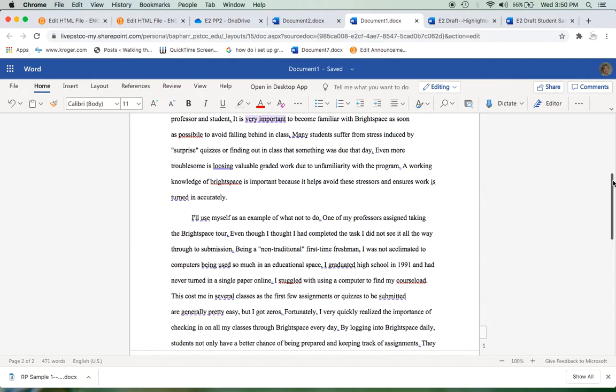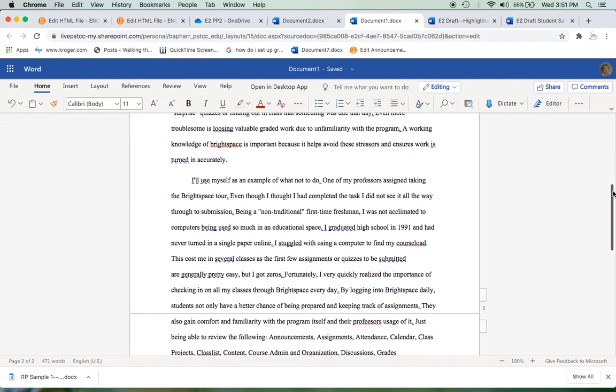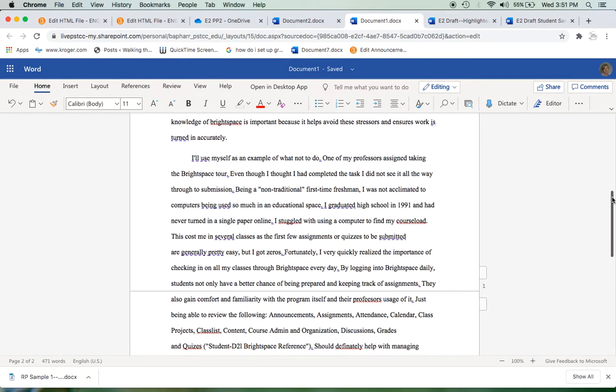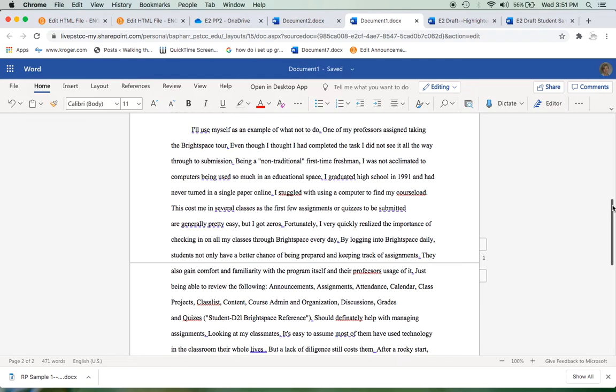So I'm going to continue reading, and I want you to notice where the writer is talking about problems or the problem and where the writer is discussing a solution or solutions. I'll use myself as an example of what not to do. One of my professors assigned taking the Brightspace tour. Even though I thought I had completed the task, I did not see it all the way through to submission.